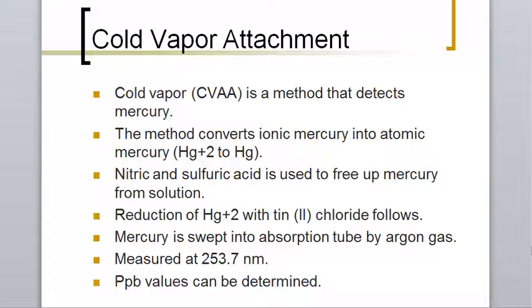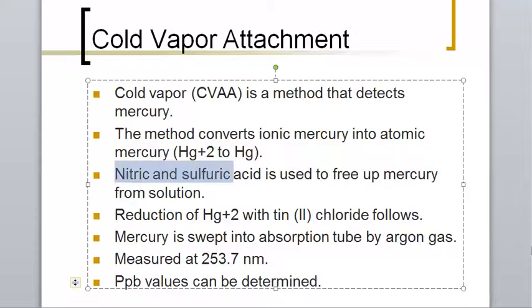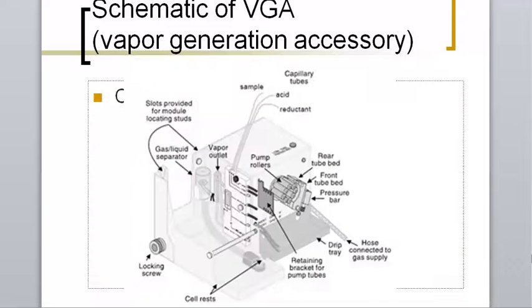Now, in order to do this, we have to free the mercury up, and nitric and sulfuric acid is basically used for this purpose. You also can use hydrochloric acid. If your cold vapor attachment is made for hydrochloric and it works better with hydrochloric, you just have to make sure that you're pairing it up with the right reductant. So nitric, sulfuric, or hydrochloric is okay for freeing up the mercury. If I flip back to the diagram, that's why you see the word acid sitting right here at this tube, because it's sucking up nitric, sulfuric, or hydrochloric into the mixing chamber.